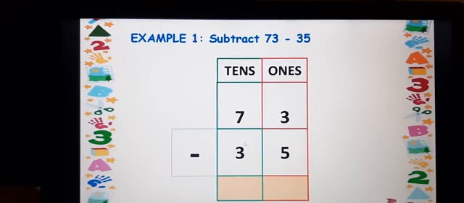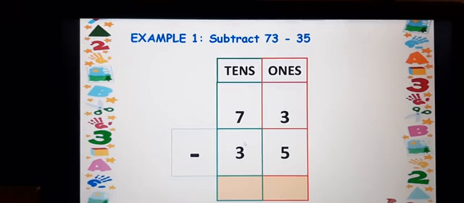Behind the 3, in the tens place, what is there? The first one, 7, is there. 73 is the actual number. So 3 can borrow from the 7 itself. How much can it borrow from the tens place? We can carry 1 ten. If you take 1 ten, it will come beside the 3. So it becomes 1 3, that is 13.